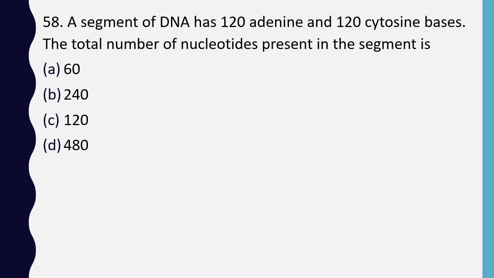Question number 58. A segment of DNA has 120 adenine and 120 cytosine bases. The total number of nucleotides present in the segment is 60, 240, 120, 480. The correct answer is option D, 480.